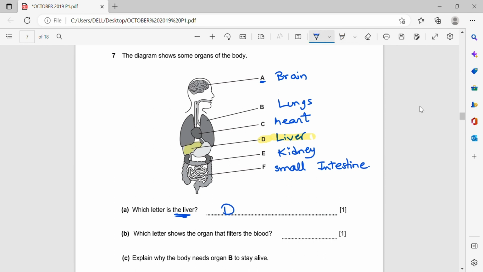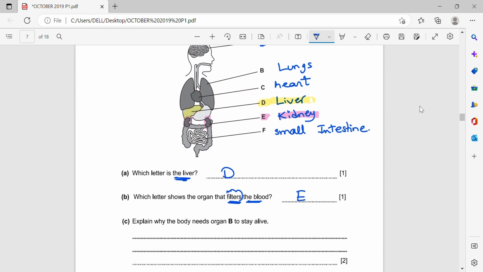Which letter shows the organ that filters the blood? مين اللي بيعمل لي filtering to the blood? Great, the kidneys. يبقى the kidneys are responsible for filtering the blood. هم دول. We have two kidneys, دي ودي. يبقى which letter? Letter E.